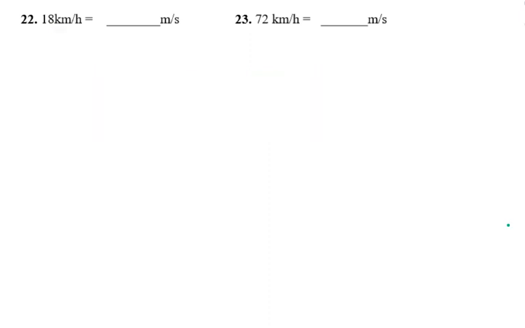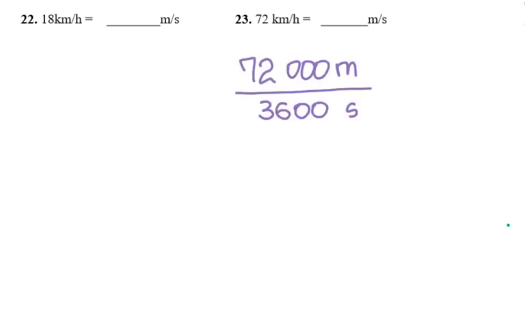And I will do the same for number 72. Try to do it and pause the video. So you see I have 72 kilometers over 3,600 seconds, which is an hour. I'm dividing the top and bottom by 100 and then by 36. So if I divide by 36, I get 20 and 1, so that is 20 meters per second.